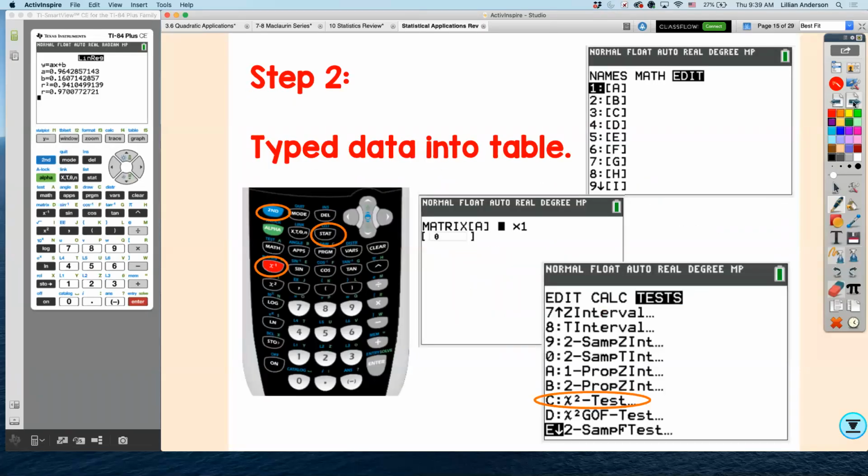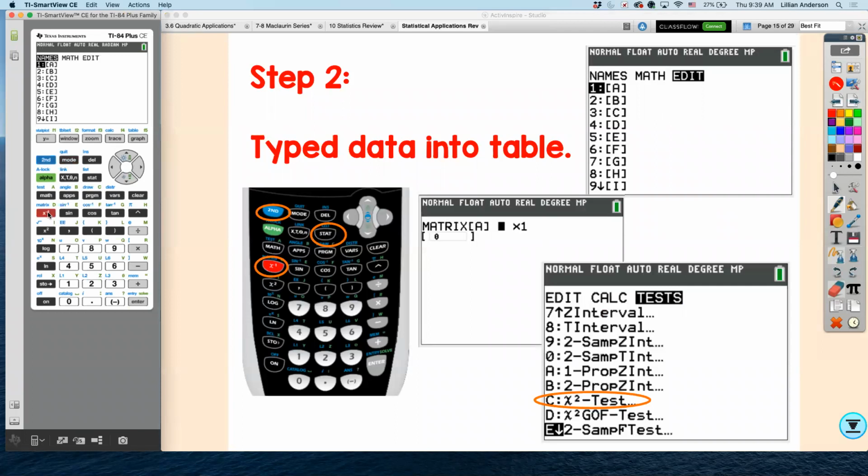Step 2, this is where you type your data into your table. In your calculator, you're going to be going back and forth between the second button and the X to the -1 button. When you press second, X to the -1, it pulls up these options for you, these matrices. You go over to edit. That's how you edit your matrices. Then you'll have to actually type in the size. It goes rows by columns, okay?